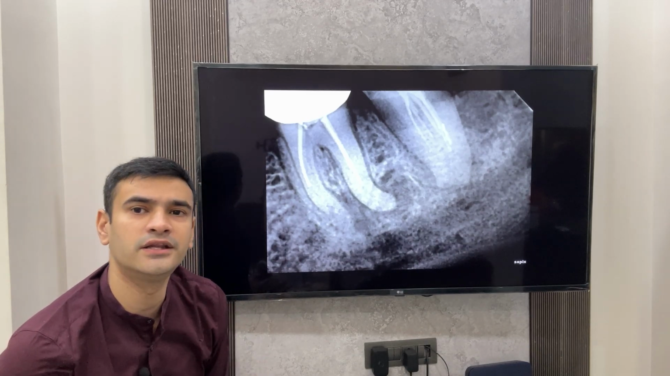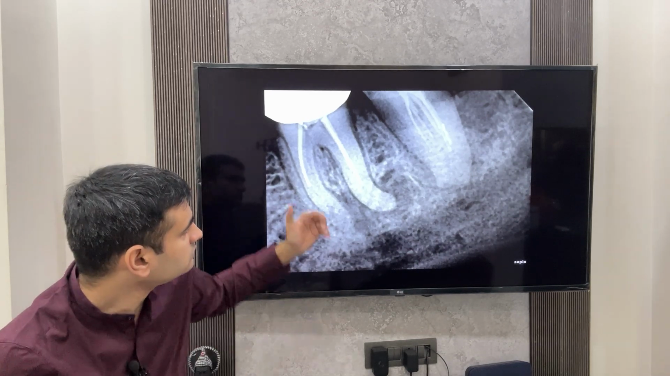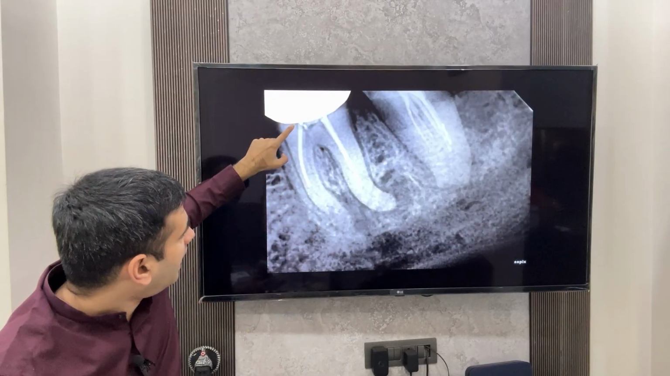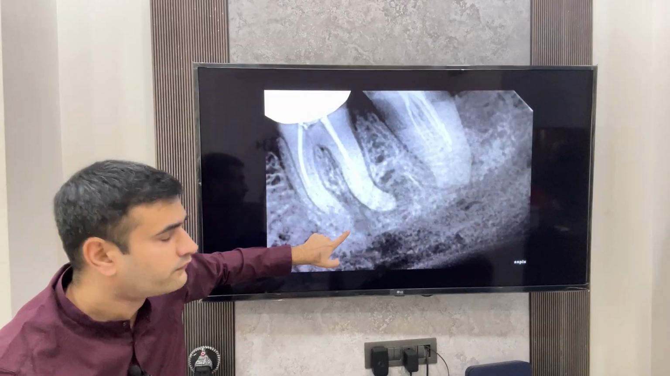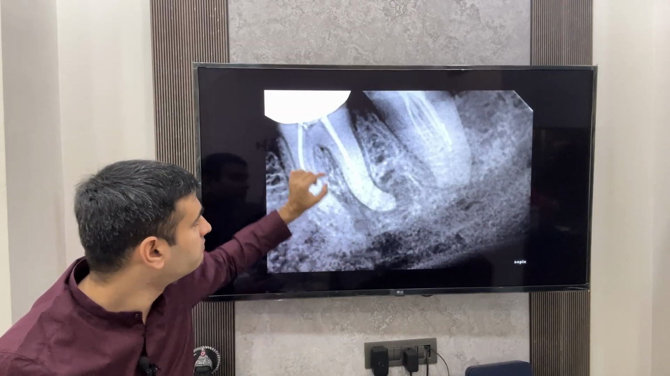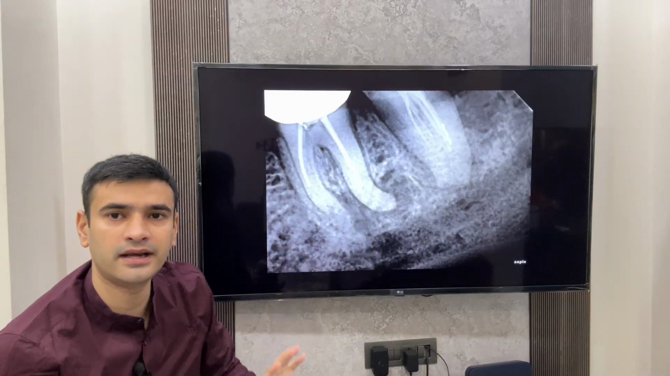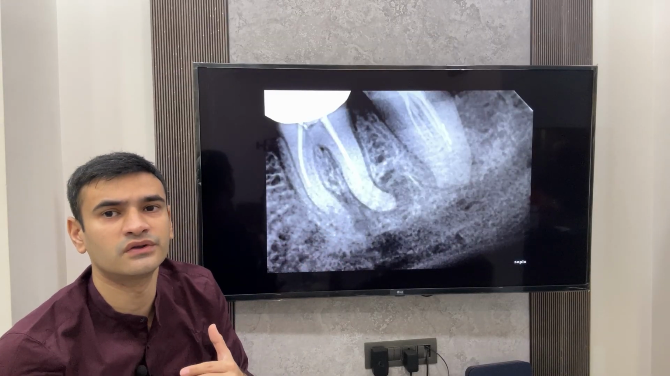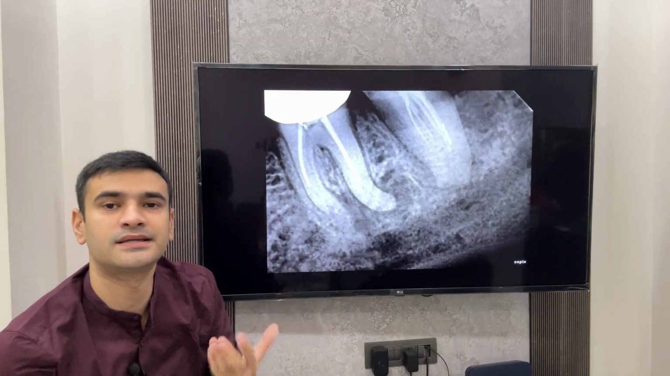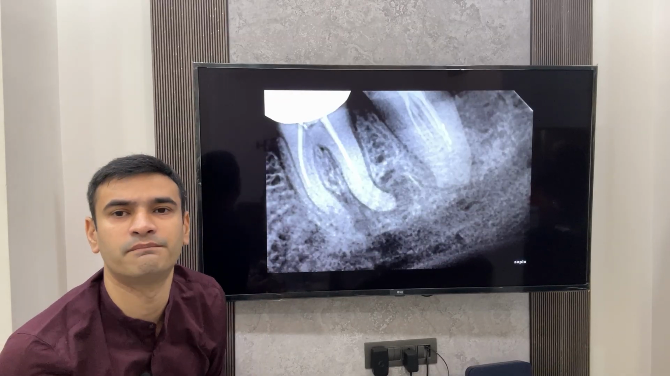Now, how do we decide the prognosis of a tooth? For example, when I look at this tooth, if I can achieve the full working length with good patency and my calcium hydroxide can flow till here, then I would say that my prognosis is more than 95% success. My success rate is more than 95%.